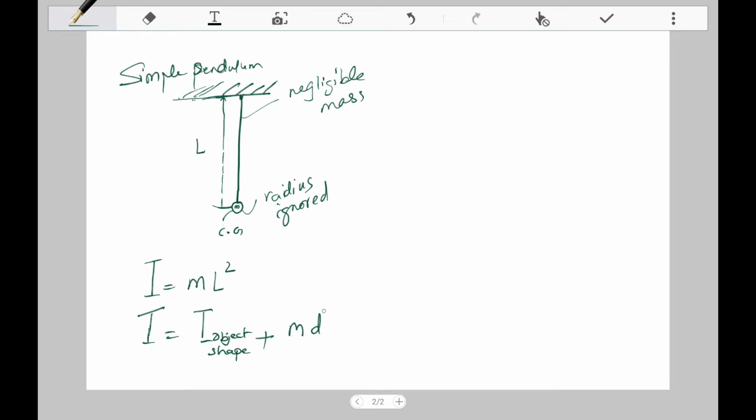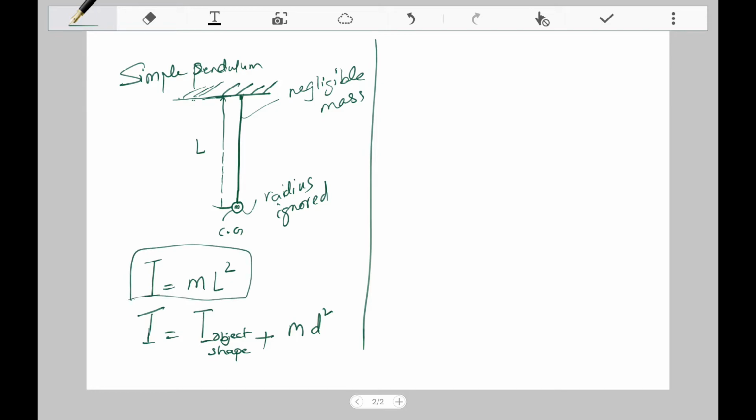If you know what that means, the d here is basically L squared in this simple case scenario. The moment of inertia for the object or the shape is basically zero, because you don't have a defined shape of some sort. So simply, it comes down to I = mL squared.